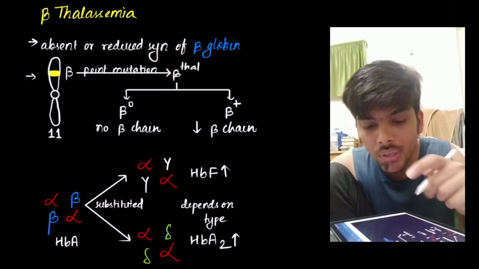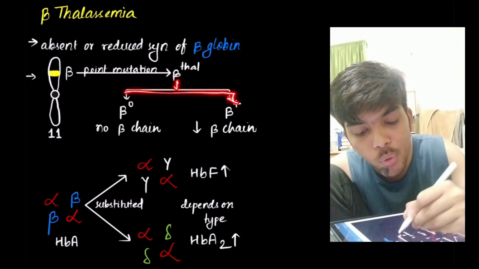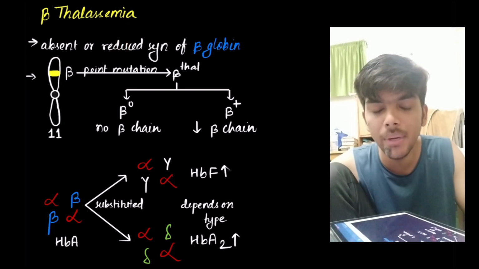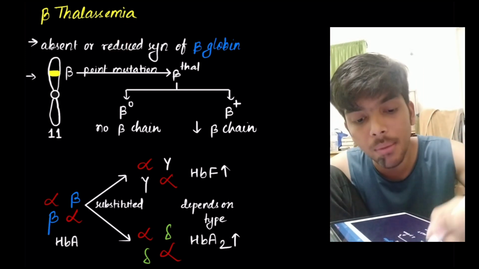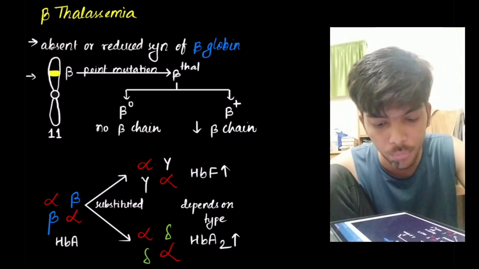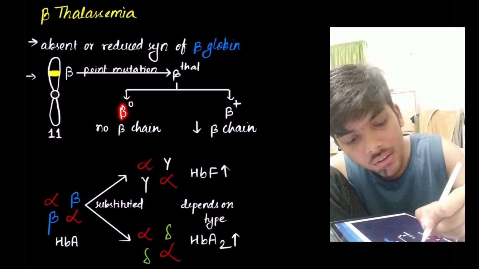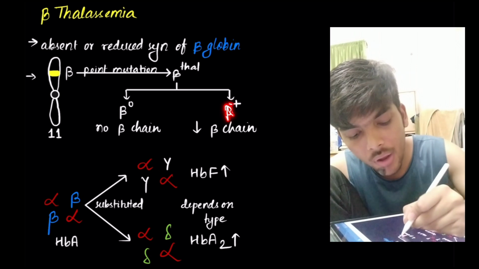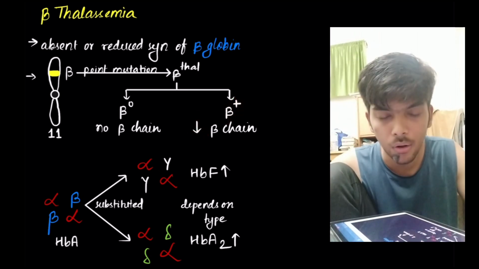There are altogether 2 types of mutated beta gene. One that brings about reduced synthesis of beta globin, another that brings about absent synthesis of beta globin. So beta naught is no synthesis of beta globin, beta plus is reduced synthesis of beta globin.